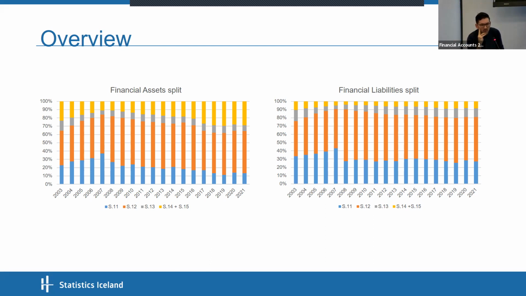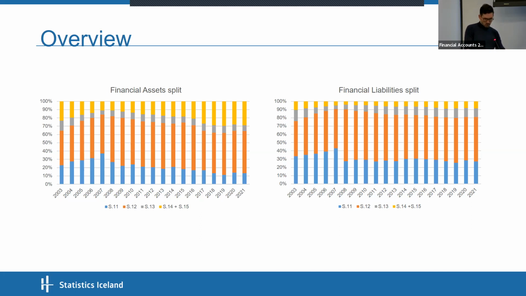And then we see the non-financial corporations, S11. The government has a steady percentage throughout time, S13 there. And households, their assets and liabilities have varied through time. There's a steady increase now since the crisis, which is quite interesting.